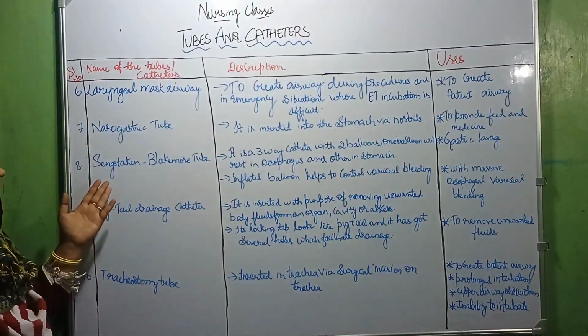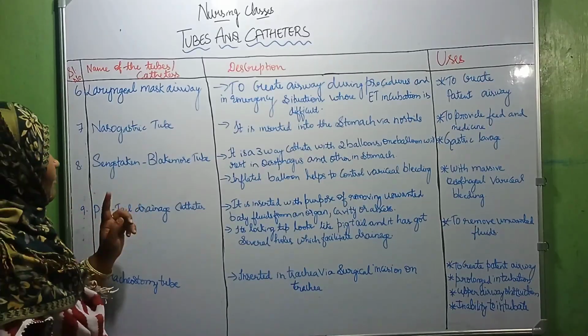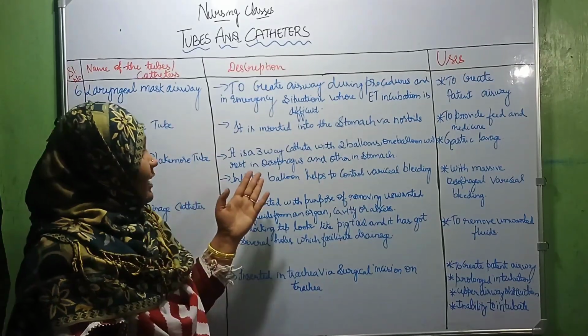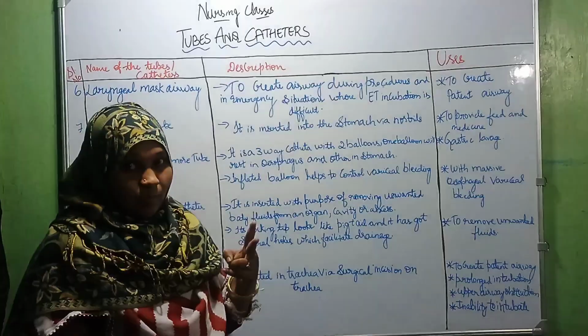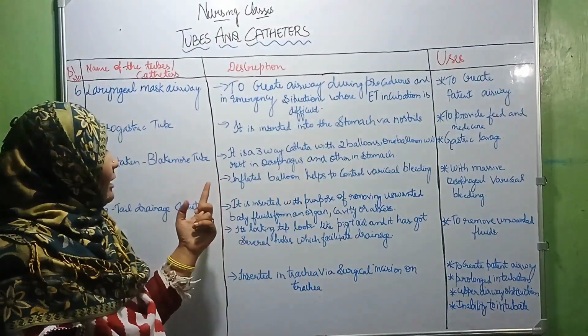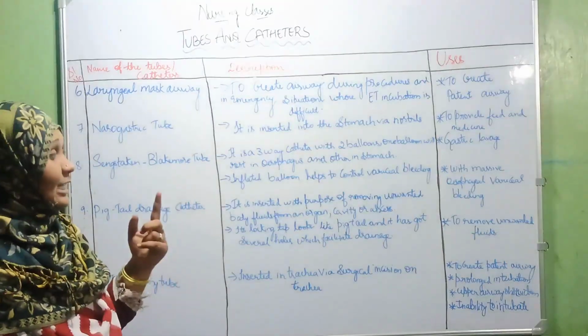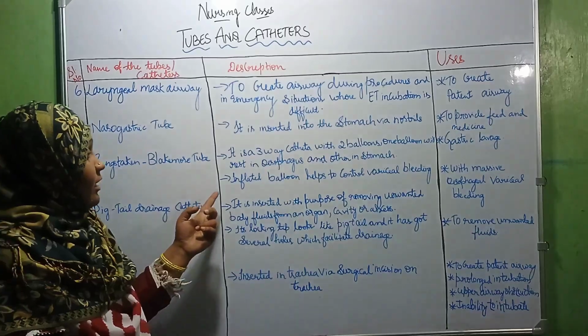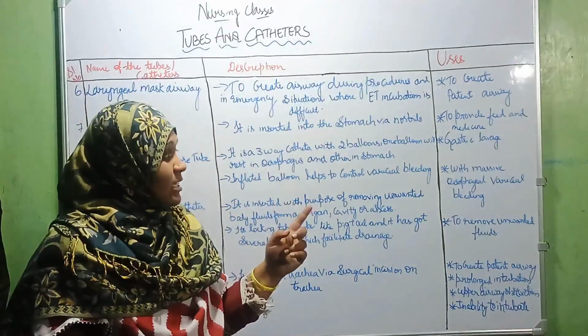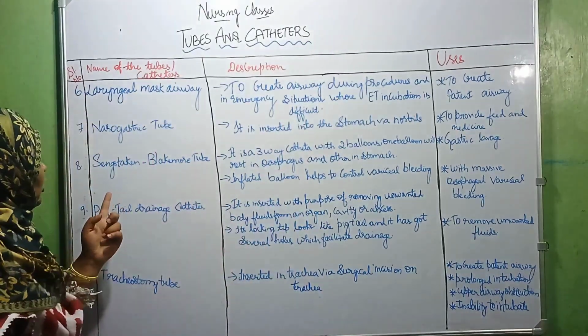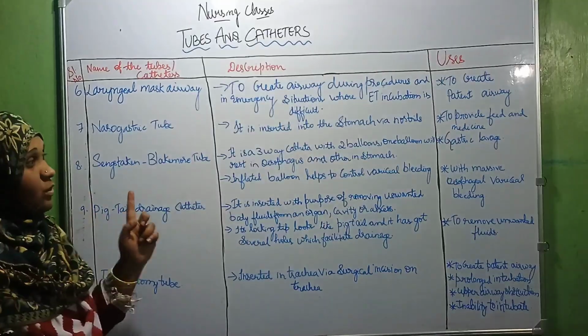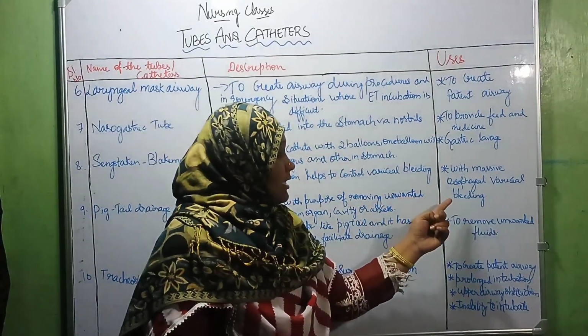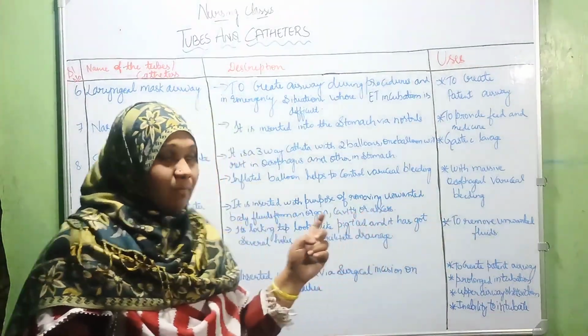Next is the Sengstaken-Blakemore tube. It is a very important tube. It is a three-way catheter tube with two balloons. One balloon is filled and will rest in the esophagus and the other in the stomach. The inflated balloon helps to control variceal bleeding. This is the main tube which is used for variceal bleeding cases, esophageal variceal bleeding.